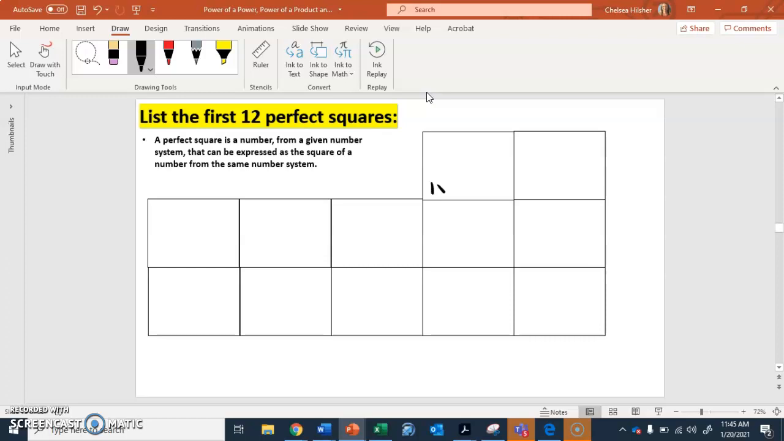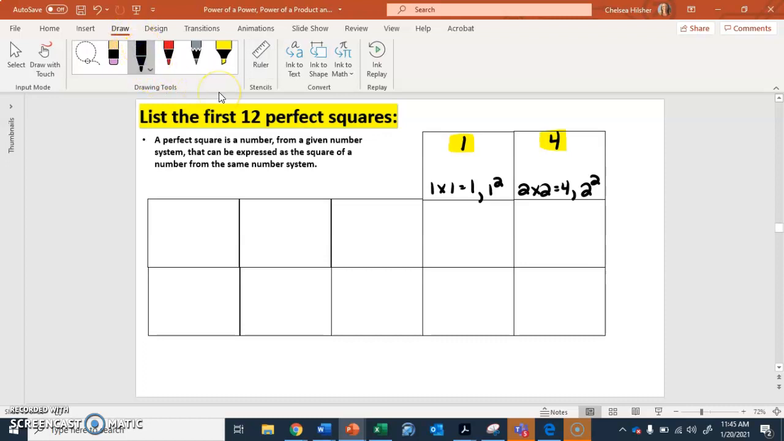For instance, 1 times 1 equals 1. And I can also write it as 1 squared. So 1 is considered a perfect square. Okay. Another perfect square would be 2 times 2, which equals 4. And I can also write it as 2 squared. So 4 is a perfect square.